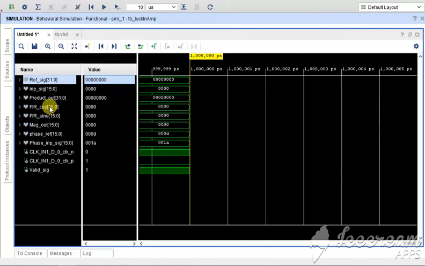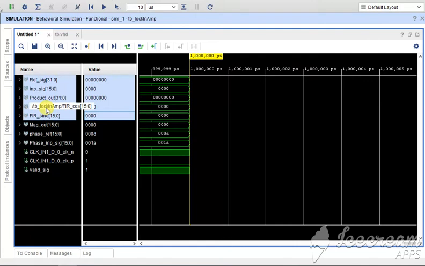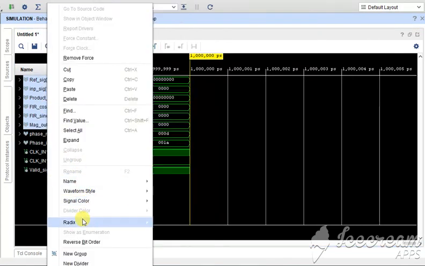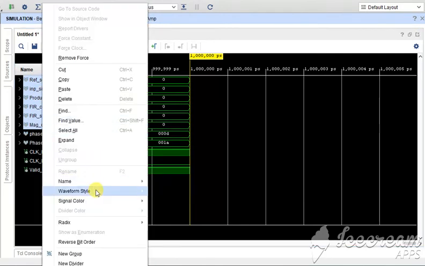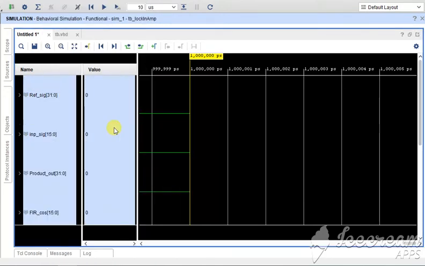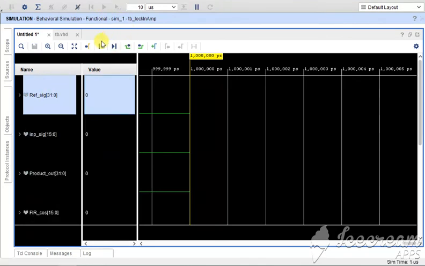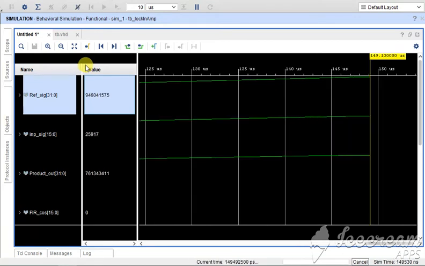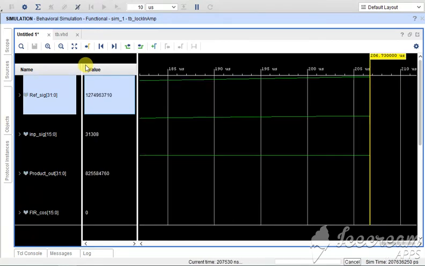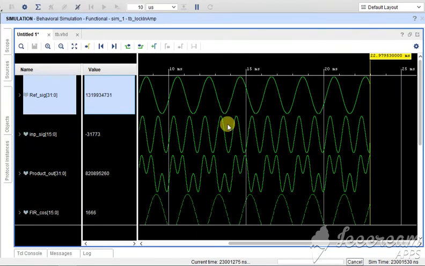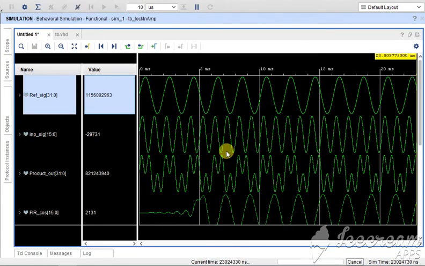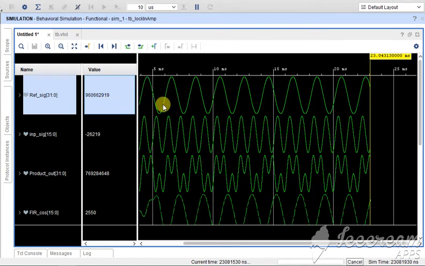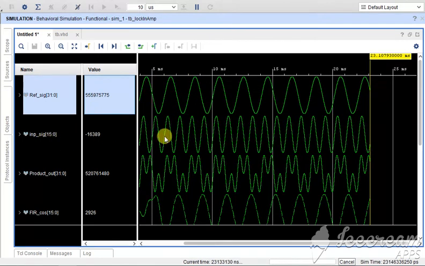Selecting the signals: reference signal, input, product, FIR cos, FIR sine, and magnitude out, and setting the radix to signed decimal, and waveform style to analog. Now starting the simulation and pressing this icon, and waiting for some time, we will get the simulation output. As you can see, the simulation is running for some time, and this is our reference signal, that is 1 kilohertz, and this is our input signal, that is 2 kilohertz.